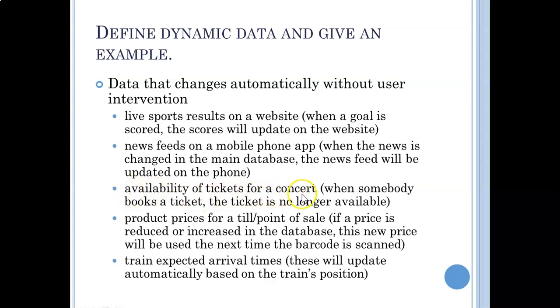Availability of tickets for a concert. When somebody books a ticket, the ticket is no longer available. Product prices for a till or point of sale. If a price is reduced or increased in the database, this new price will be used the next time the barcode is scanned. And train expected arrival times. These will update automatically based on the train's position. So these are just examples of dynamic data.